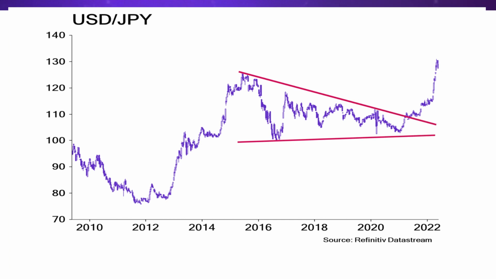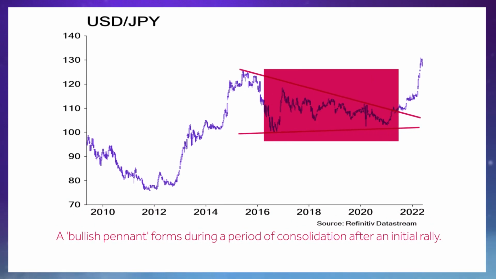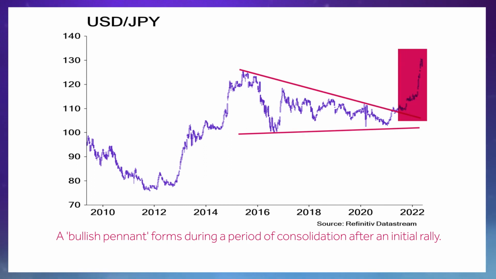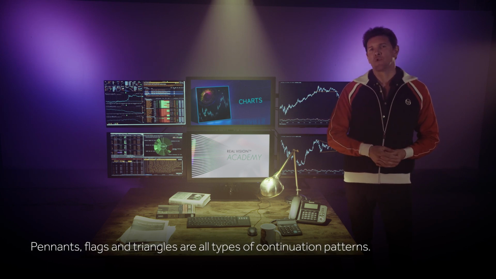This is that so-called pennant formation, which identifies a period of consolidation ahead of a potential breakout and then a continuation in the direction of the trend. In this case, we're looking at a bullish pennant on US dollar yen, which had rallied from around 2012 to 2016 before entering a 5-year consolidation pattern until 2021. As price broke above the upper trend line, it signaled the end of the consolidation, which of course became clearer with hindsight.